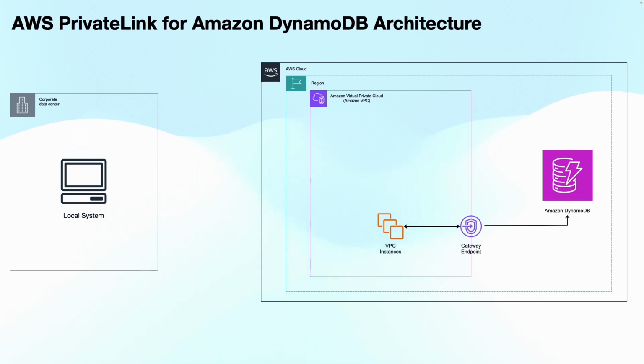And for the on-premises instances to access Amazon DynamoDB using AWS PrivateLink, first we need to have Direct Connect or VPN. But I have already set up a VPN connection.